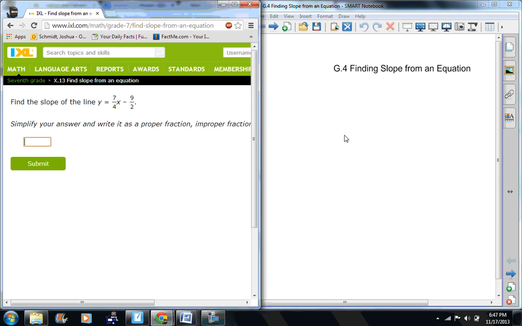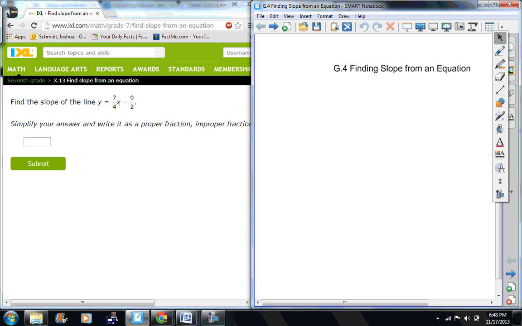For section G.4, we're just finding slope from an equation, so I'm going to use just the IXL. Now, for many of you, this is going to feel like a really easy section and that it doesn't mean anything, but for the next section, which can be a little tricky, we're going to take this one nice and slow to make sure we're comfortable with the topic.